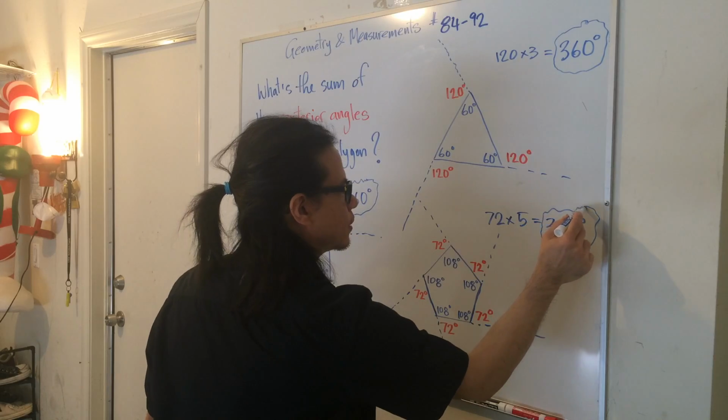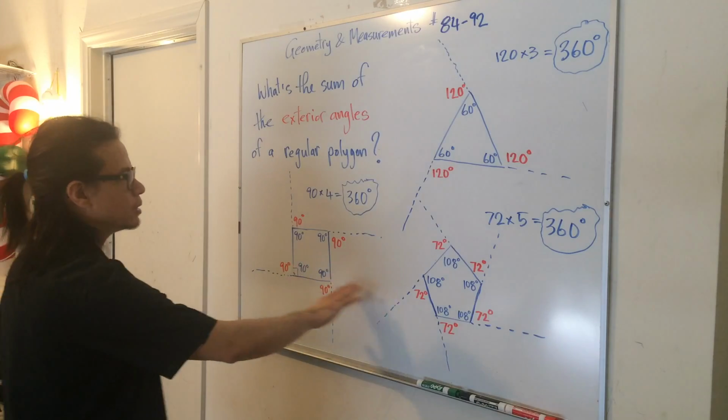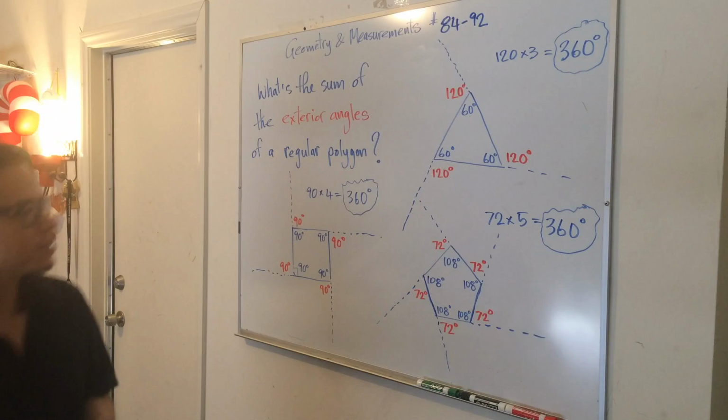So for a polygon with any number of sides, the exterior angles all add up to be 360 degrees.